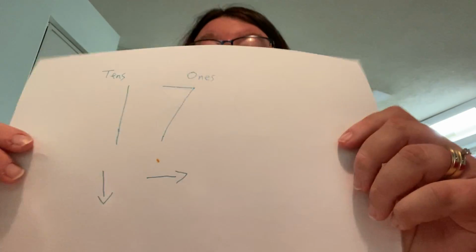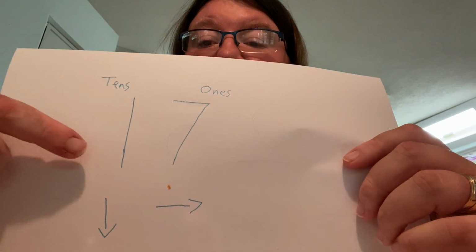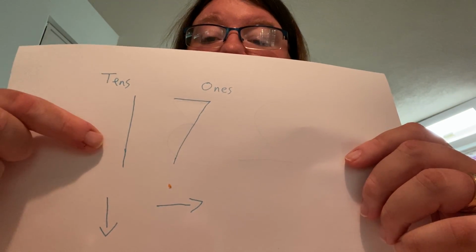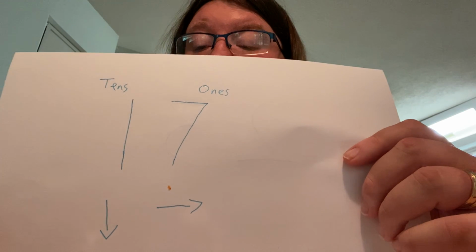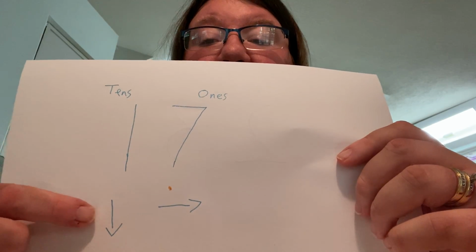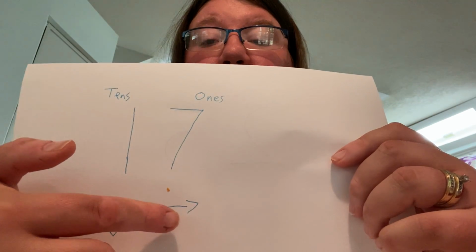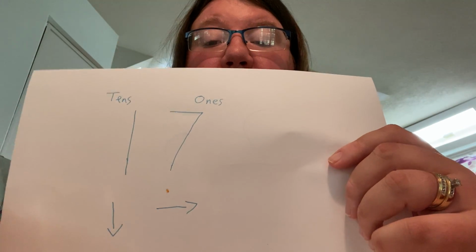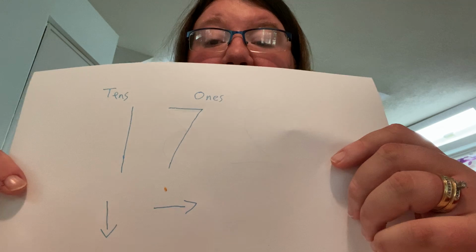So, here we have the number 17. We've divided it up into tens and ones. 17 has 1 ten and 7 ones. When we add with our hundreds chart, when we move with our tens, we move down. When we're adding the ones, we move across. We go this way for the ones and this way for the tens when we're adding. Let's see how that would look with our chart.